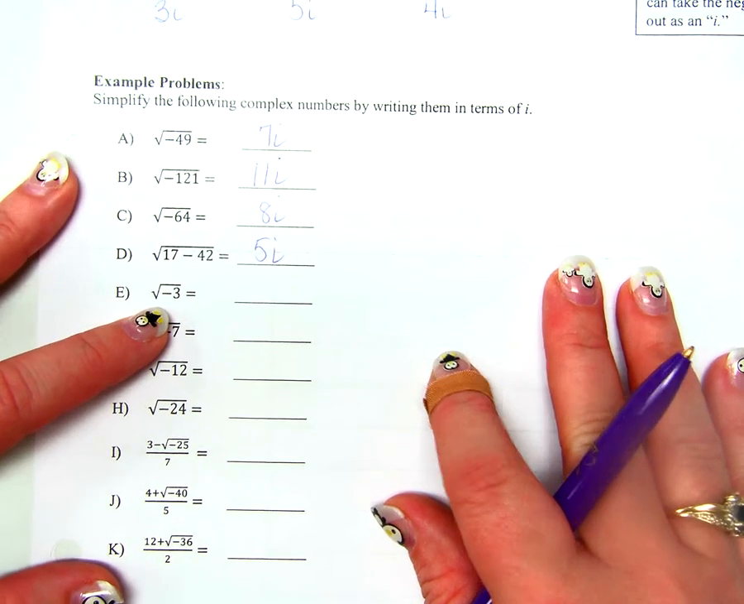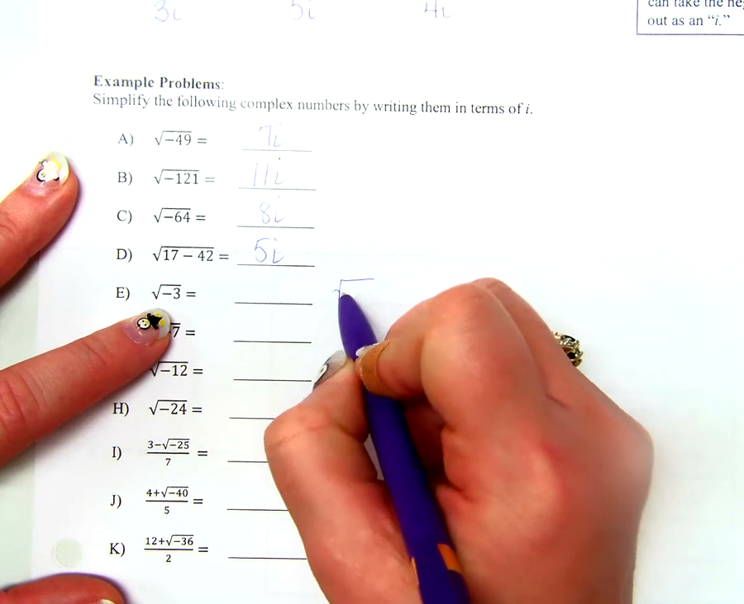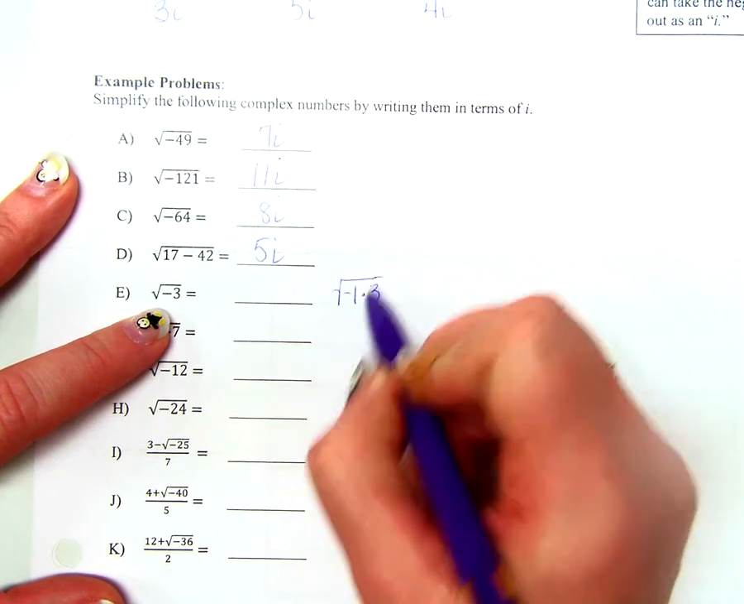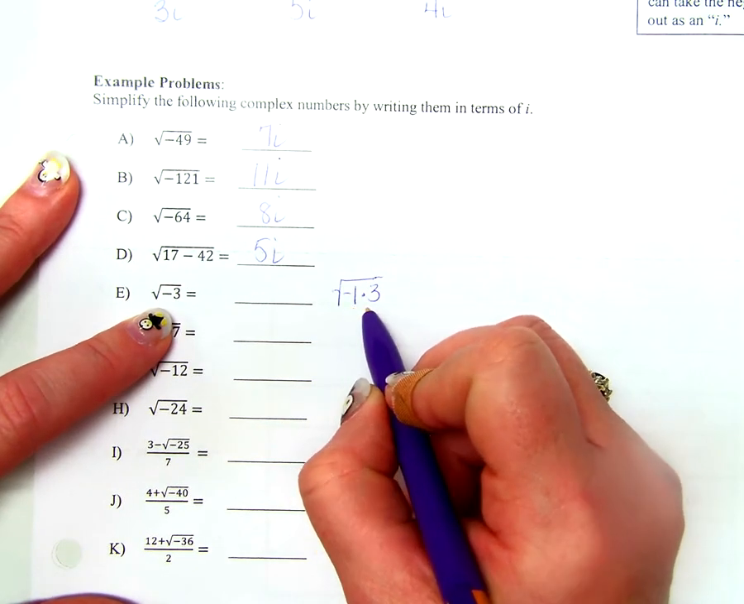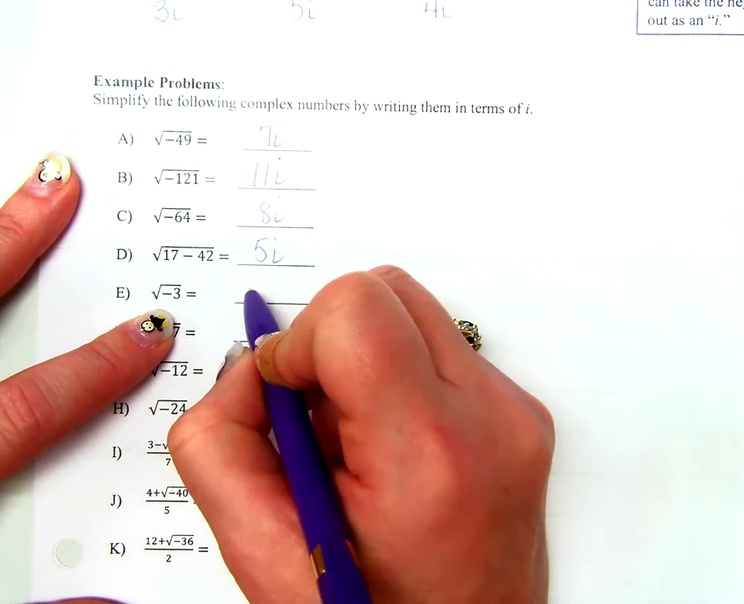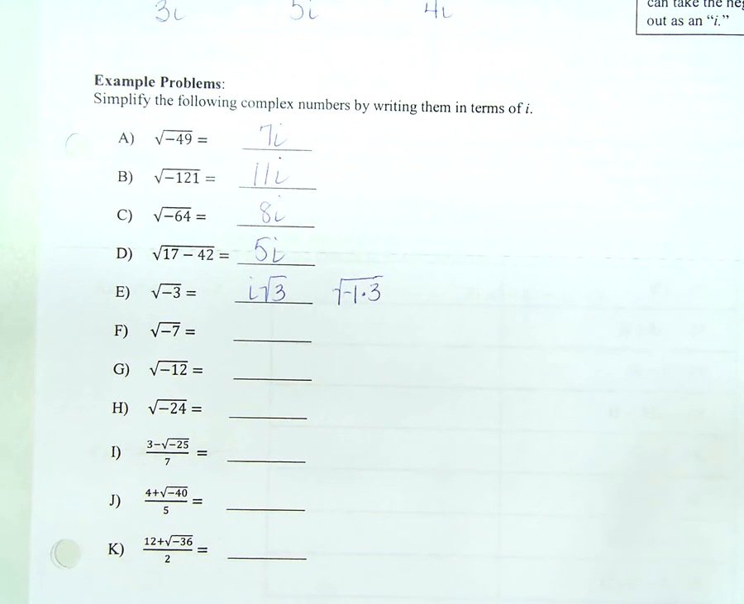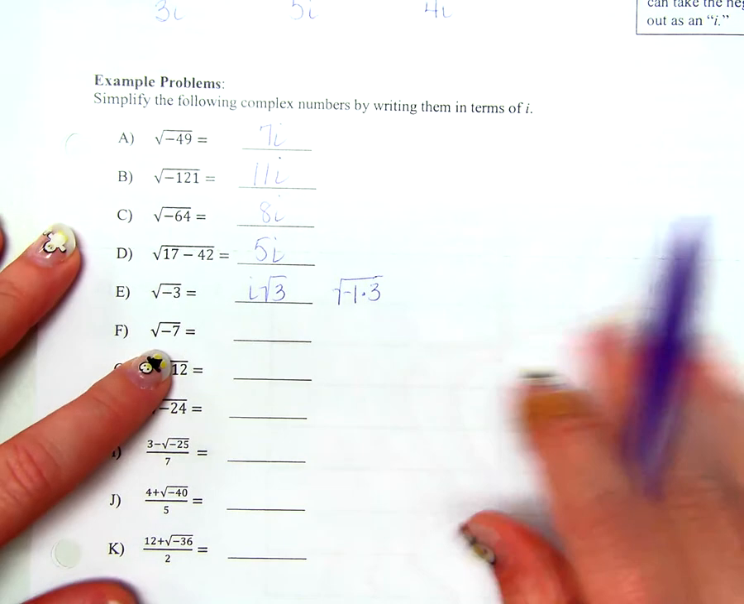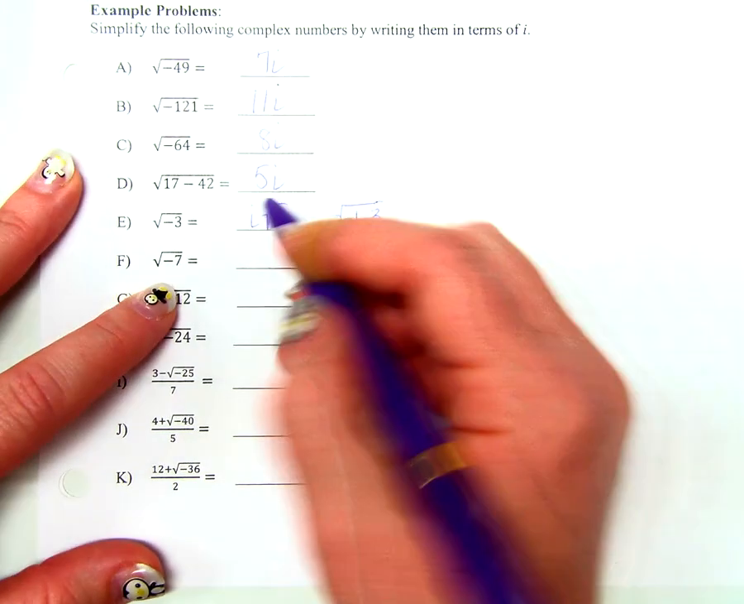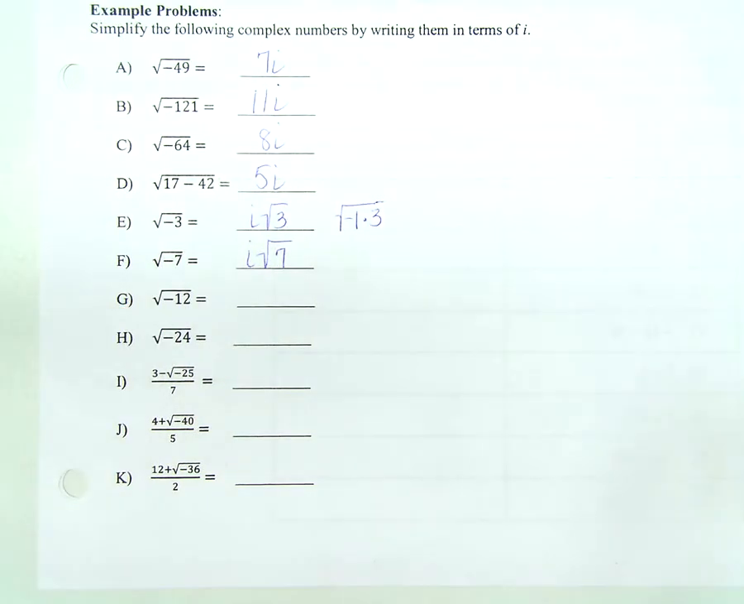What about this one? Okay, remember what's happening. It's really the square root of -1 times 3. What's the square root of -1? What's the square root of 3? I don't know either. i root 3. Done. Yep. So what about the square root of -7? i root 7, because I don't know the root of 7, do I?